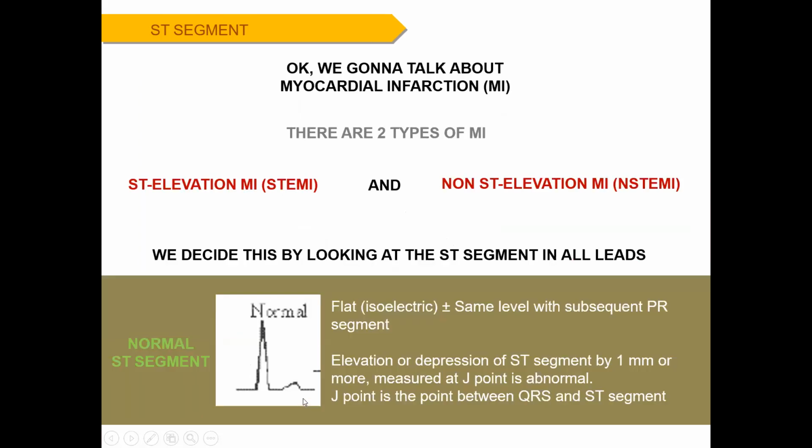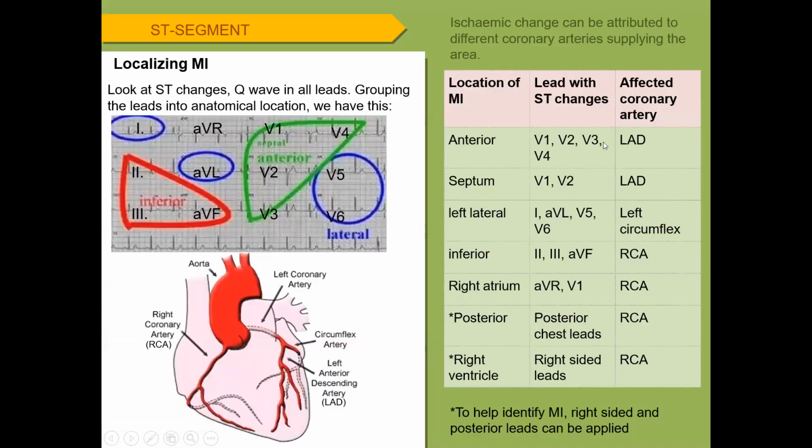Now, the important thing to know for the ST segment is ST segment elevation MI and non-ST segment elevation MI. Normally the ST segment line is flat. Elevation or depression of the ST segment by 1 millimeter or more, measured at the J point, is abnormal. We already discussed the J point in the previous presentation. It is the junction between the end of the S wave and the start of the ST segment, between the QRS and the ST segment. So elevation of the J point is important, and you can localize by looking at the ST segment elevation.